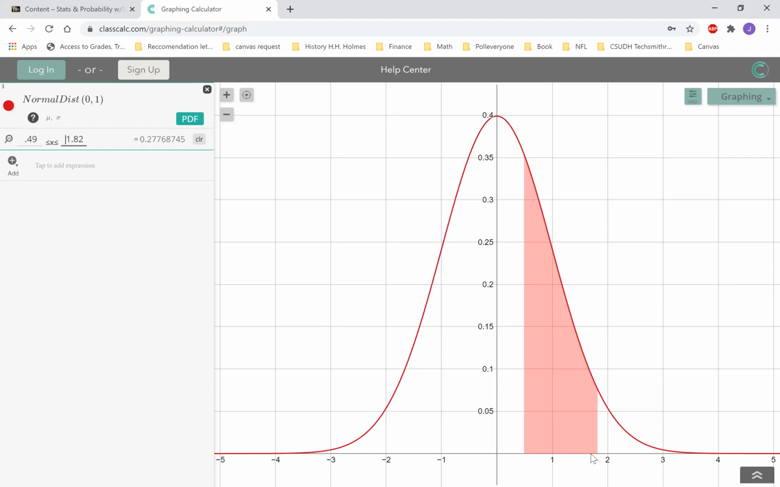Any questions in regard to D? All right, so let's do E.